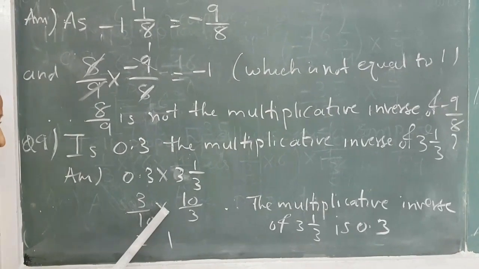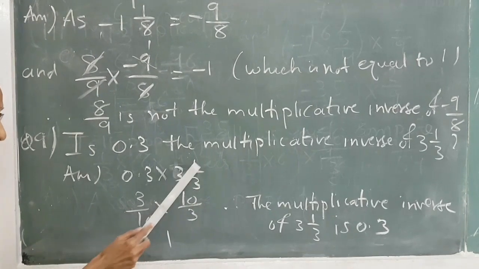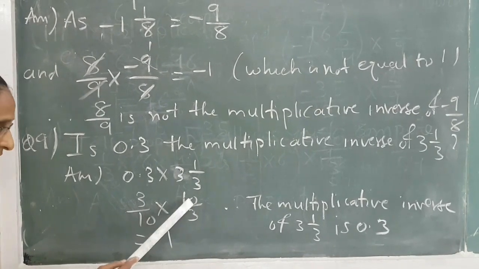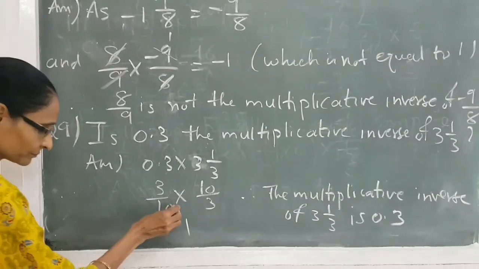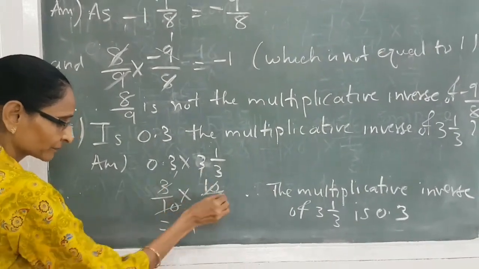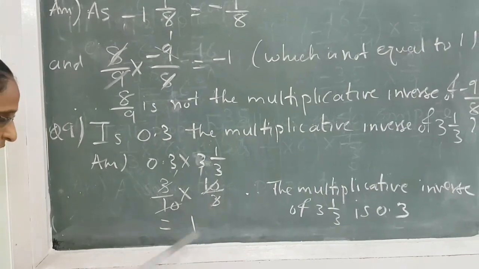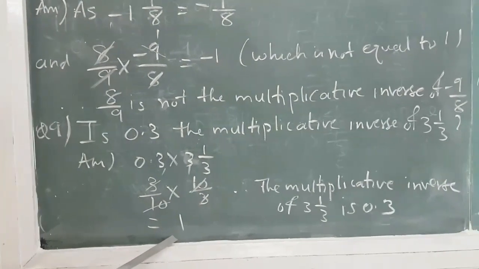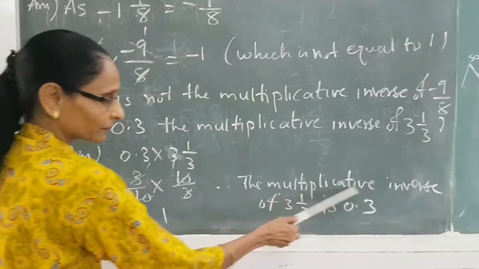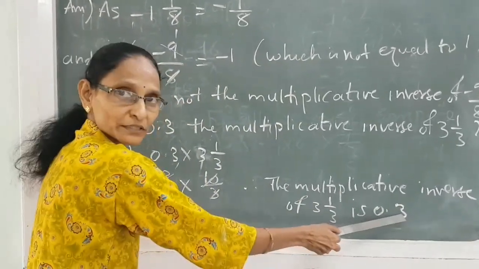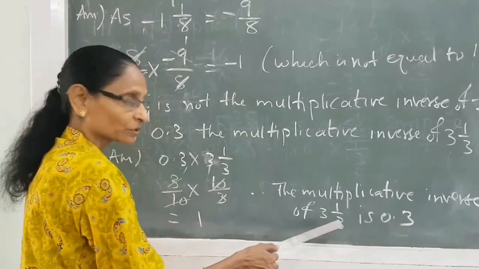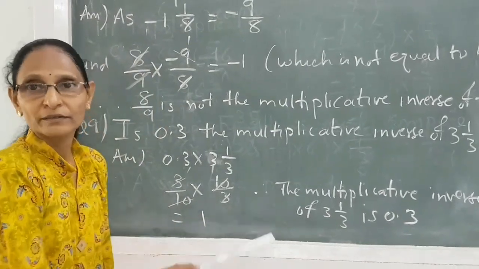So 3 upon 10 multiply. Again mixed number, convert into fraction. The answer will be 10 upon 3. If you multiply, see, 10 ones are, 3 ones are. So 1 into 1, answer will be 1. Clear? Therefore, the multiplicative inverse of 3 integer 1 upon 3 is 0.3. That is, when you multiply both, answer is 1.